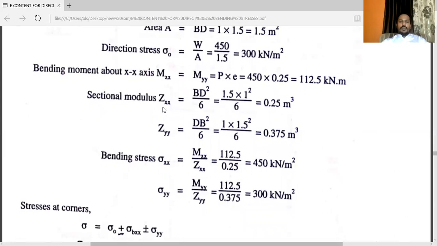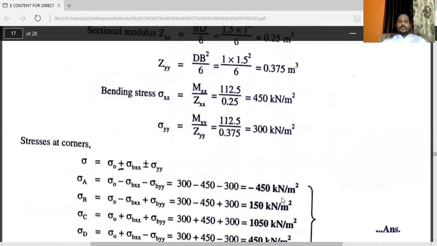After getting the values of Mxx, Myy, then Zxx and Zyy, you can calculate the bending stress. It is Mxx upon Zxx. You will get the bending stress at xx. So the value of bending stress is 450 kilonewton per meter square. Sigma yy is equal to Myy upon Zyy. You will get the answer 300 kilonewton per meter square.